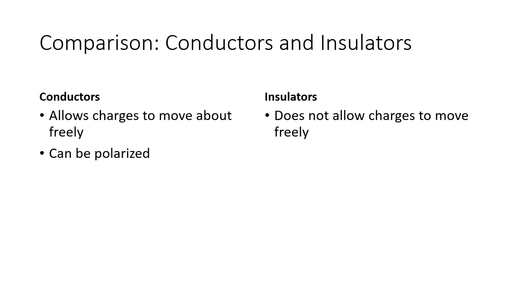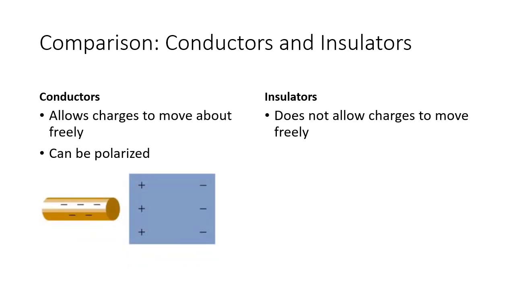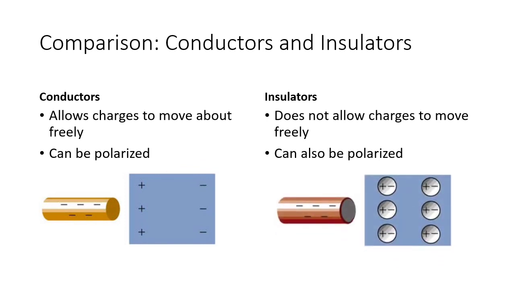Conductors can be polarized, and what this looks like is that if I bring a charged object near the conductor, the charged object here being the gold rod, we'll see that the charges separate all throughout the conductor. Whereas with insulators, they can also be polarized, but when the charged object is brought near the insulator, the individual molecules are charged. And so it's just the orientation of each molecule that changes so that the positive charges are closer to the negative charge source.